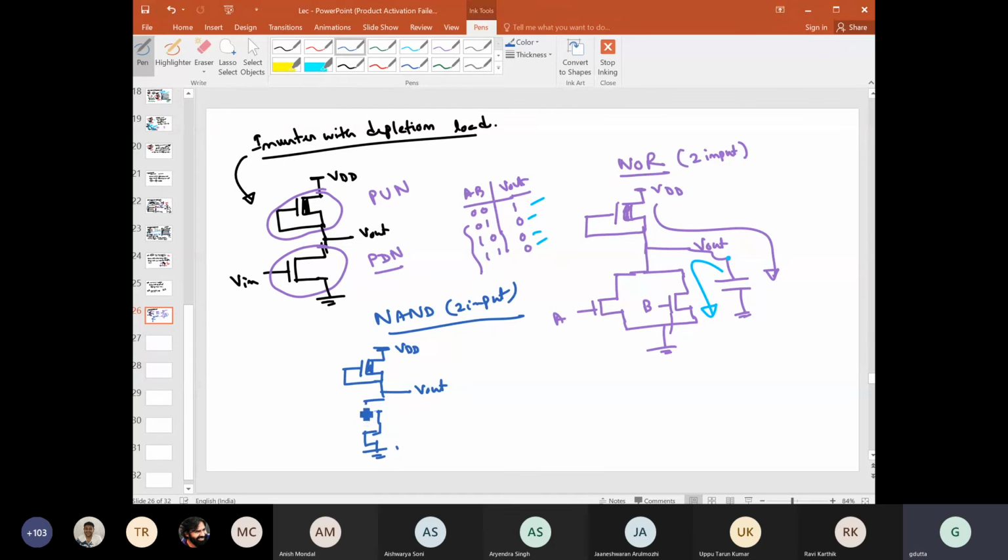VDD, this is ground, right? These are the 2 inputs, A and B, because here also you can just verify it. This is the NAND gate. NAND gate means when both inputs are 1 1, then the output is expected to be 0. You can see when both inputs are 1, this is 1, this is 1.